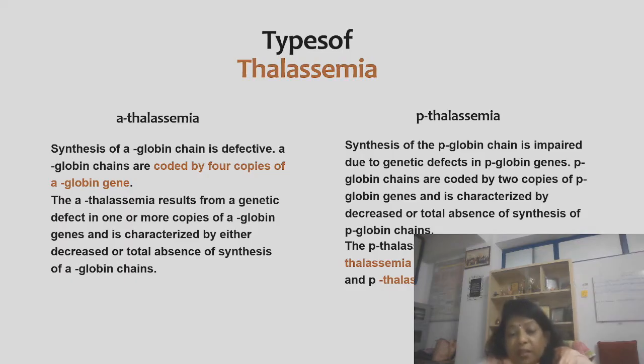Second is the beta thalassemia. Synthesis of beta globin chain is impaired due to genetic defect in beta globin gene, and beta globin chains are coded by 2 copies of beta globin gene. It is characterized by decreased or total absence of the synthesis of beta globin chain. Beta thalassemia is of 2 types, thalassemia minor or thalassemia major.